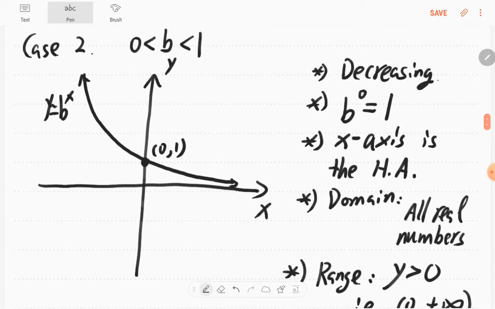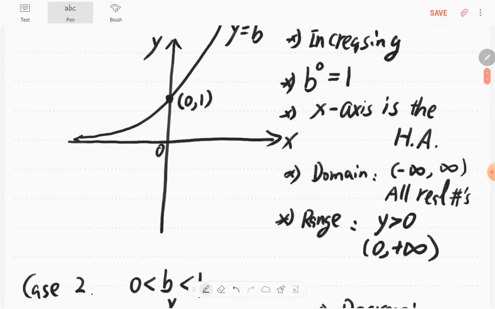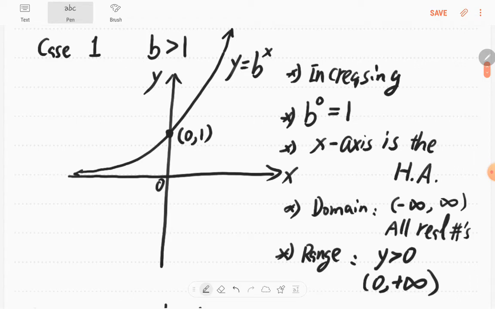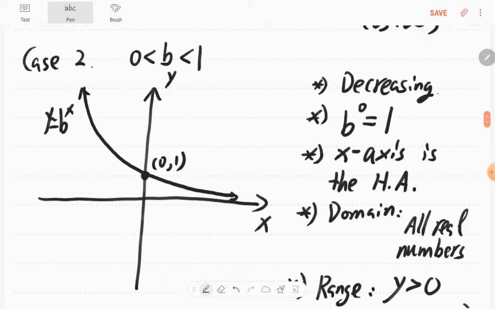Okay, so these are the two cases for the exponential function. You can see they are almost the same for case 1 and case 2, except one curve goes upward, the other curve goes downward, right?